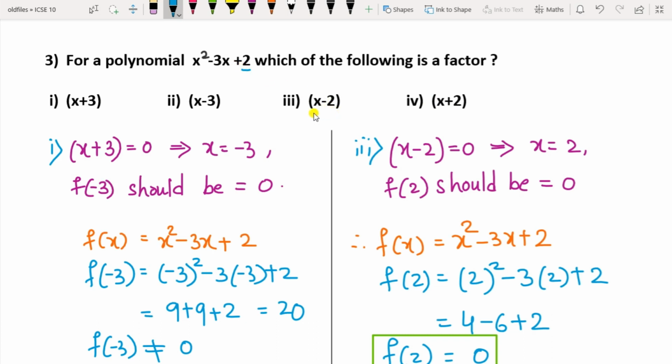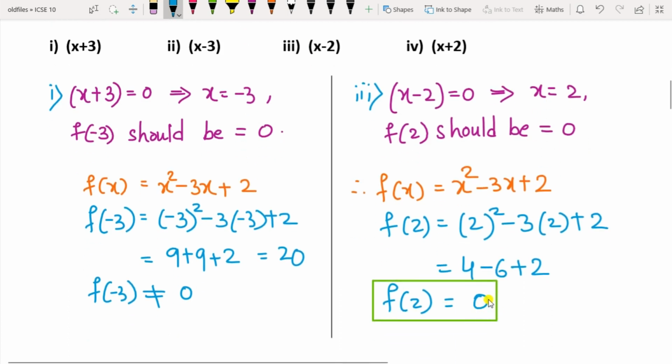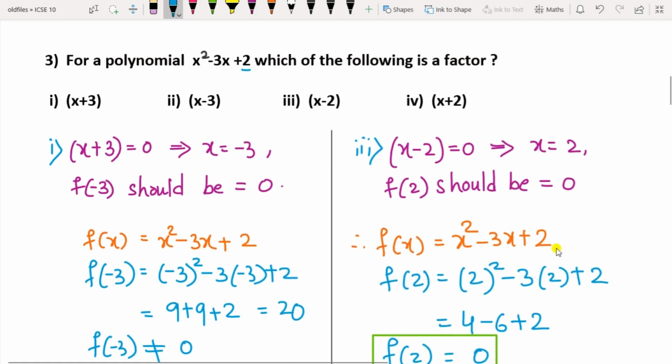So you can try first with this equation, x minus 2. So x minus 2 equal to 0, so x equal to 2. Therefore the remainder f(2) should be equal to 0. Substitute value of x as 2 in the given equation and you get the value as 0. So this is a shortcut way to choose the option. This you have to solve in the rough page, but which option you have to choose, it saves your time. So this way you can solve it. So here option 3 is the correct option.